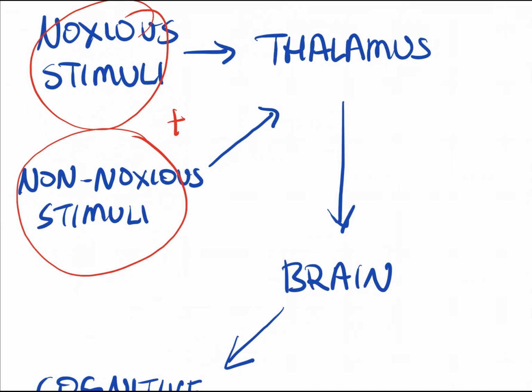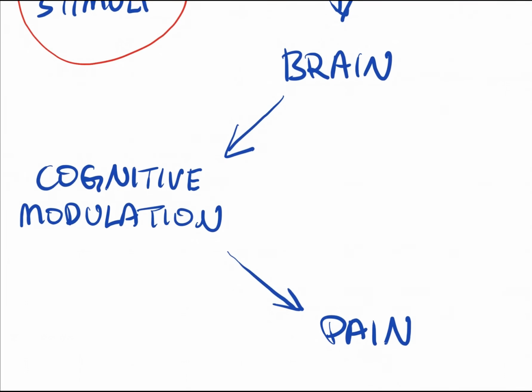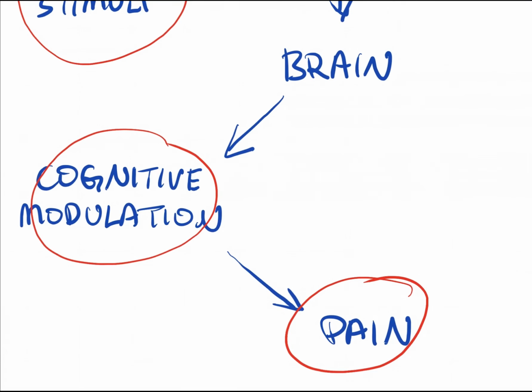From that point, it goes into the processing centers of the brain. Basically, the brain understands what's going on. And then from that, we can get some top-down modulation. Either we activate it or we inhibit it. We feel more pain or we feel less pain. And that's what I have here, cognitive modulation. The brain changes the amount of pain that it feels. And then we end up feeling pain, either a lot or less.